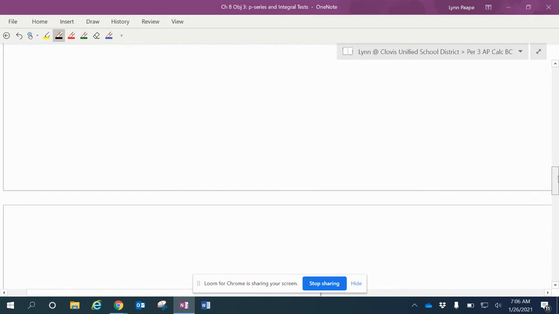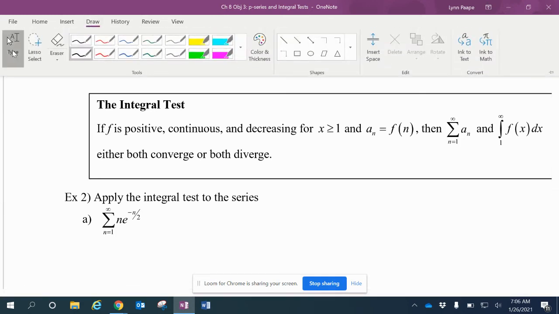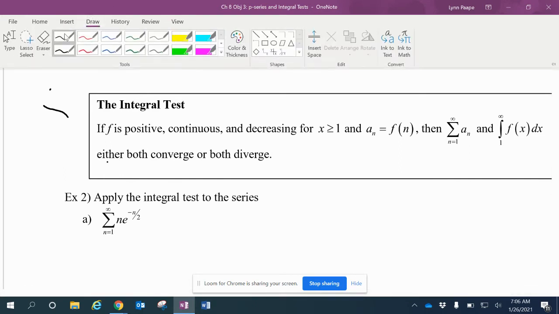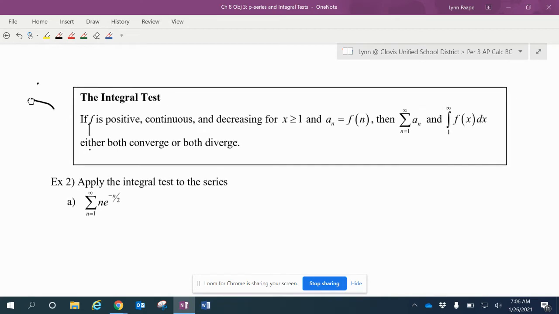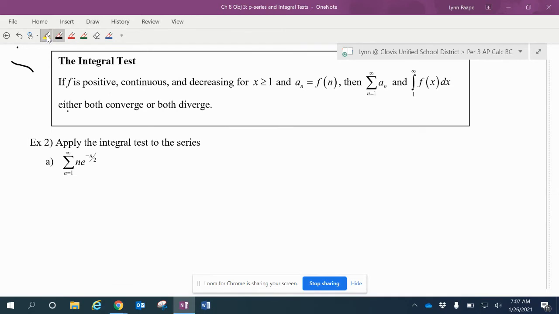Okay? All right, so let's take a look at the integral test. For the integral test, definitely you are going to want to go back and review your chapter 7, the improper integrals, because that's what this whole thing is all about: improper integrals, and then seeing if that converges or diverges.